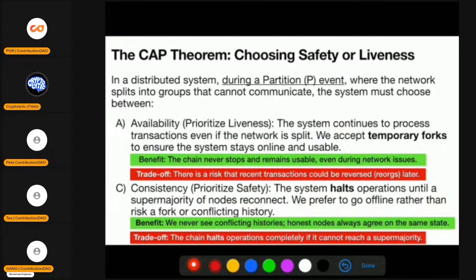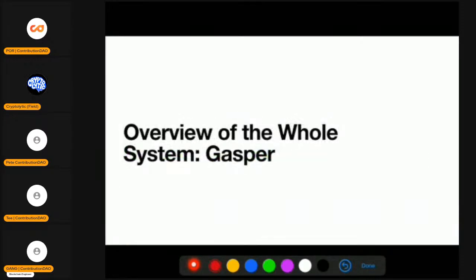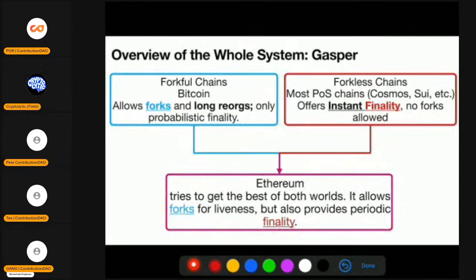And that is the CAP theorem. So now for Ethereum, which is our main topic here. In Ethereum, what we have is that Ethereum is trying to provide a liveness guarantee like Bitcoin.